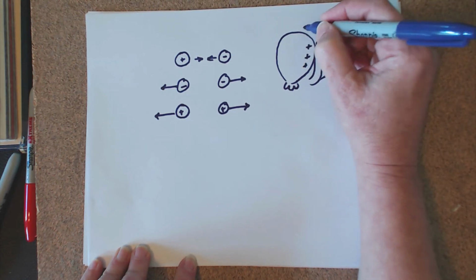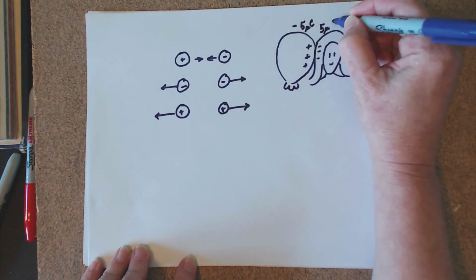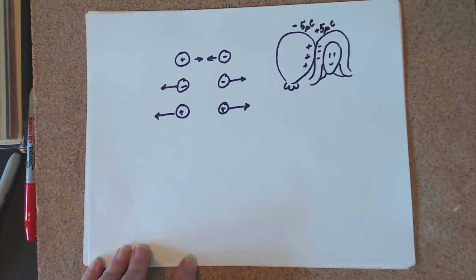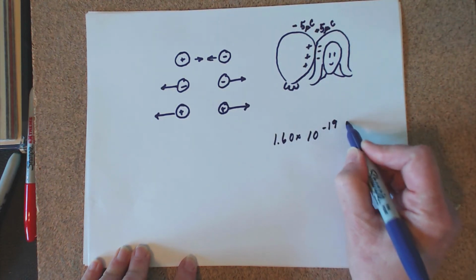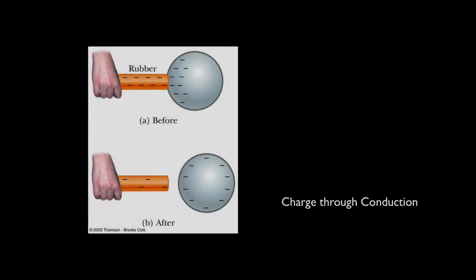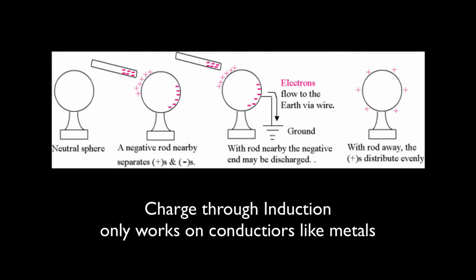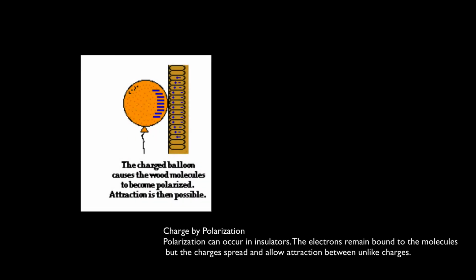The fundamental unit of charge, e, is the magnitude of the charge of a single electron or proton. This value is 1.60 times 10 to the negative 19 coulombs. Conductors and insulators can be charged by contact. Conductors are also charged by induction. A surface charge can be induced on an insulator by polarization.